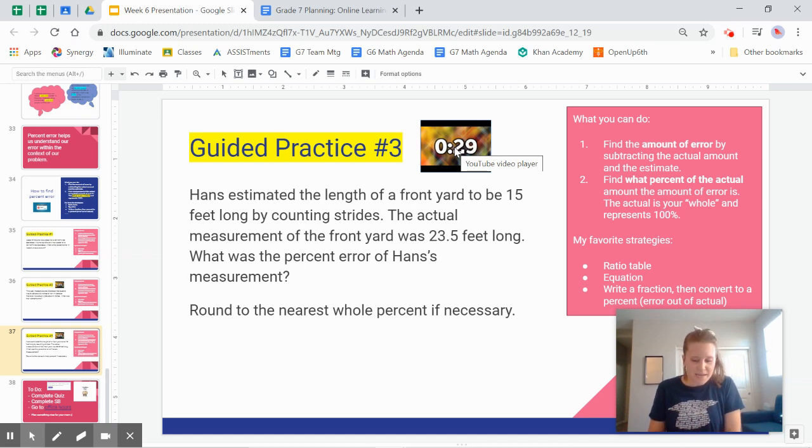We are about halfway through our time. Make sure you've selected your strategy at this point, and you're either setting up a fraction or you are setting up a ratio table. Okay, if you want a little bit of extra time, please pause the video here and take that extra time. If you're ready to check, here we go.